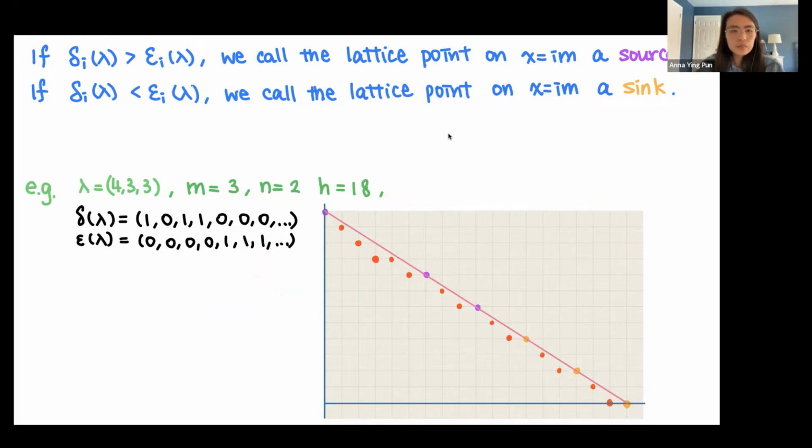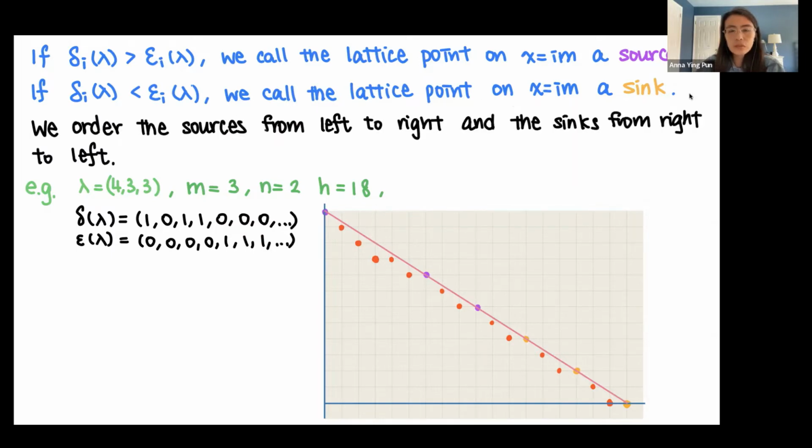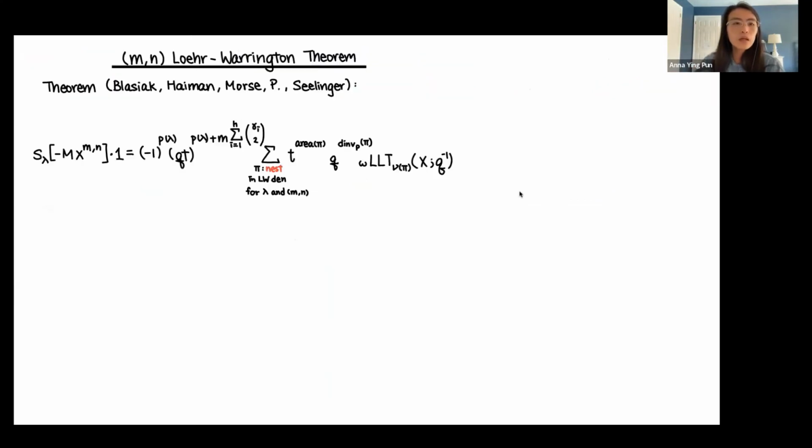Now we order the sources from left to right, and then order the sinks from right to left. You can easily prove that the number of sources and the number of sinks are the same. You can see that my purple ones are 1, 2, 3 like this, and the yellow ones are 1, 2, 3 like this. The construction guarantees that all the sources are on the left of all the sinks, so you can just have 1, 2, 3, 4, 5 like that. So that is what it means by the LW then.